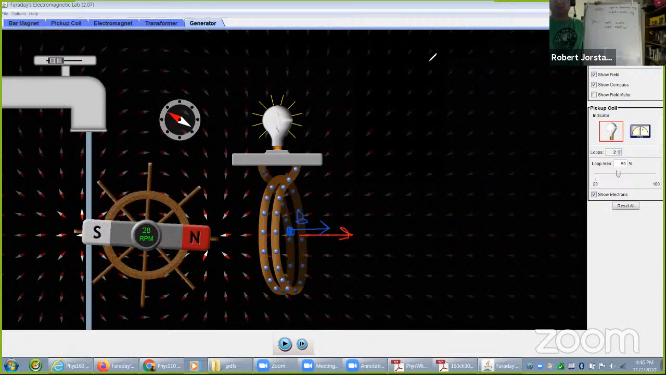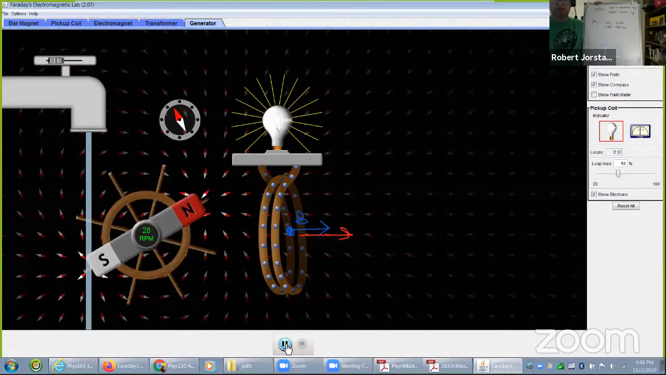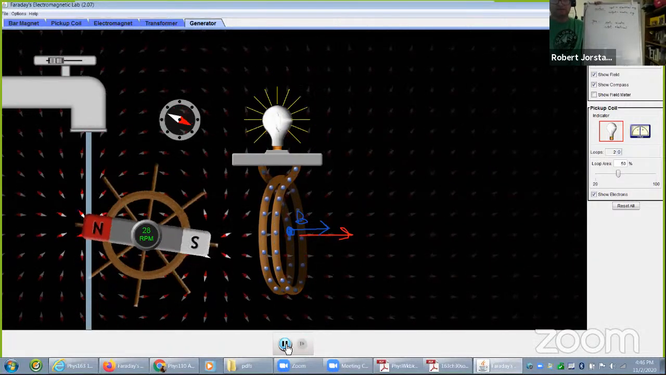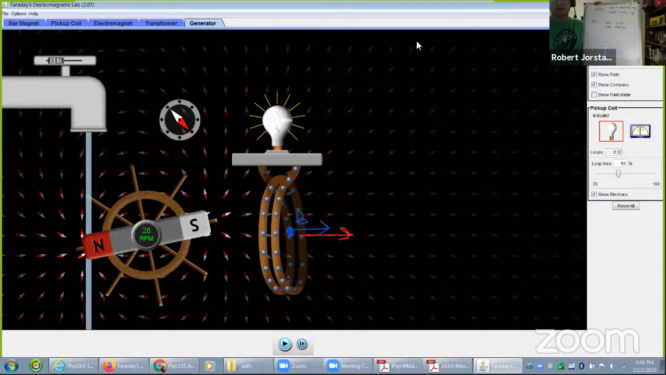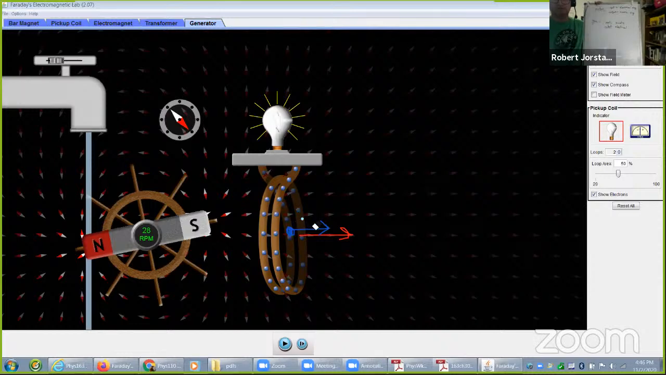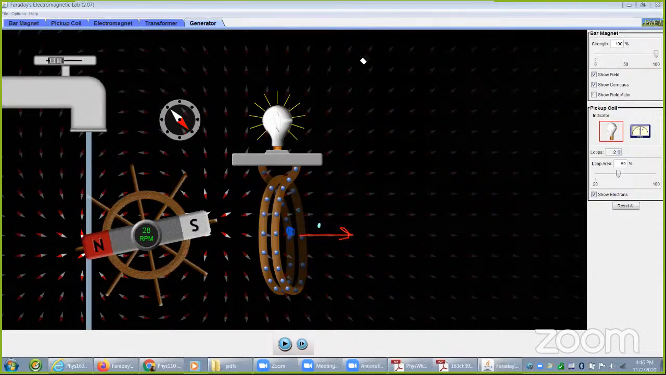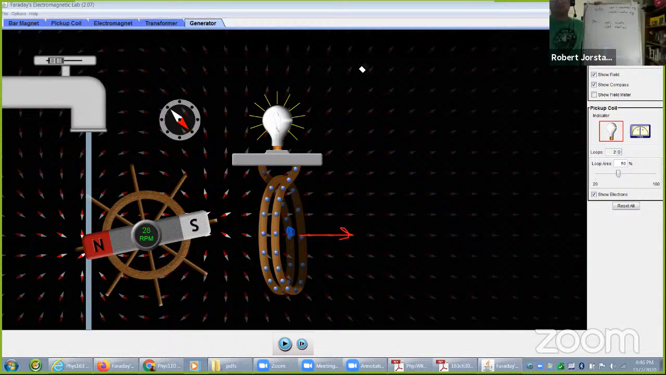So now I'm going to keep this thing running. Let's keep running. And I'll pause it right there. Notice which way is the B field pointing now? To the left. To the left. So I just want to point out that as this thing spins around, the flux is constantly changing from positive to negative to 0 and back again.